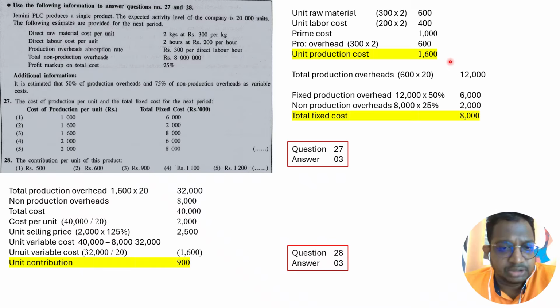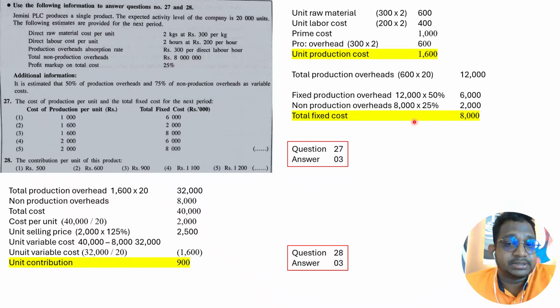And then they are asking for the total fixed cost, at what activity level? 20,000 activity level. So here, production overhead per unit is 600, which means your total production overhead at 20,000 units is 12,000. 12,000 means 12 million actually. And from that, the fixed cost is 50%. So the fixed production overhead here is 6 million.